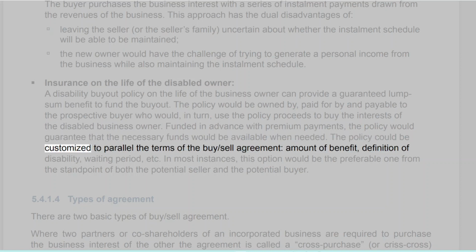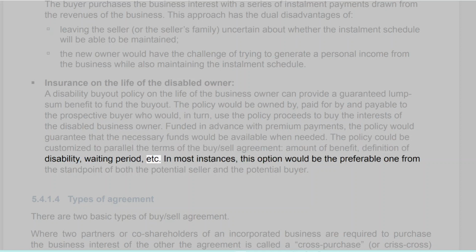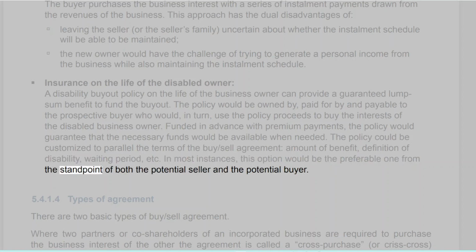The policy could be customized to parallel the terms of the buy-sell agreement, amount of benefit, definition of disability, waiting period, etc. In most instances, this option would be the preferable one from the standpoint of both the potential seller and the potential buyer.